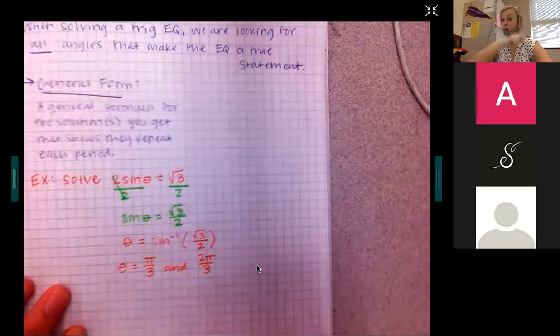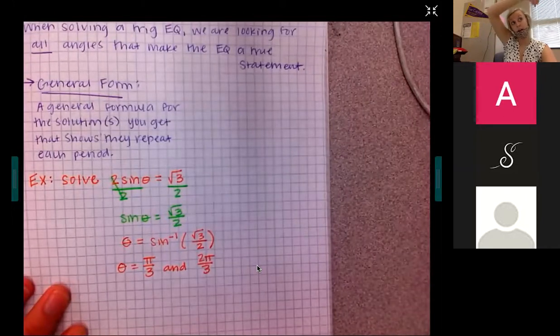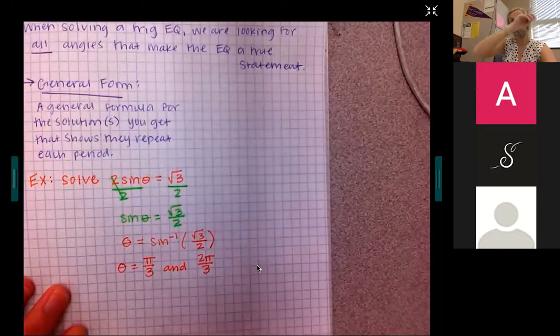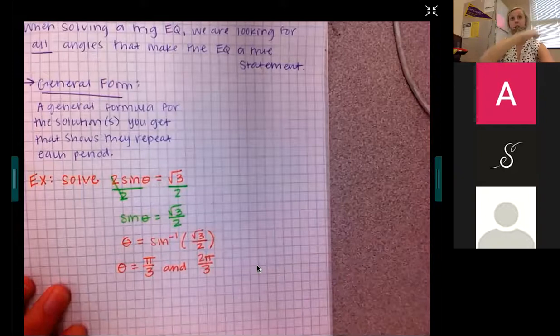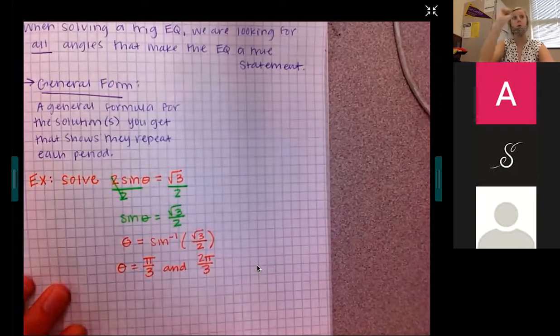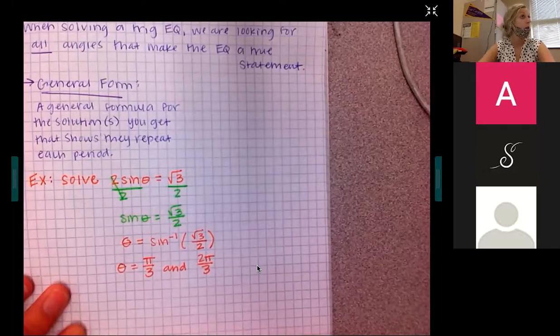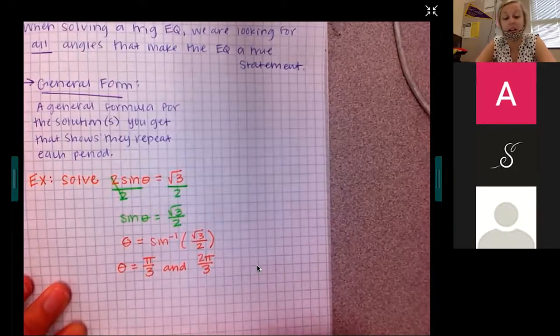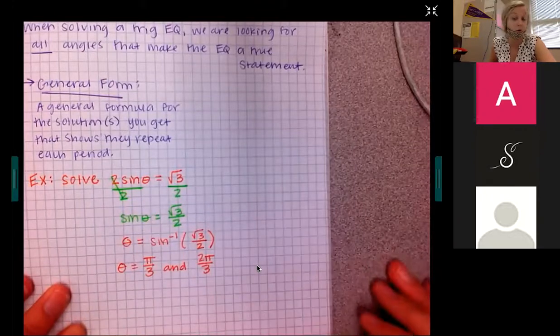If you go all the way around again, 7 pi over 3 and 8 pi over 3, all the way back around again, it keeps going forever. Every time you circle around that unit circle, you can add 2 pi and it'll work, right? Why is that the case? Good, Kevin. Kevin said the unit circle will repeat for sine and cosine every 2 pi.